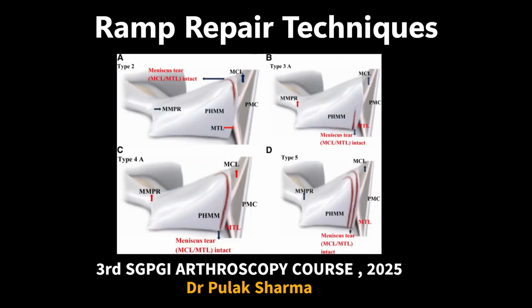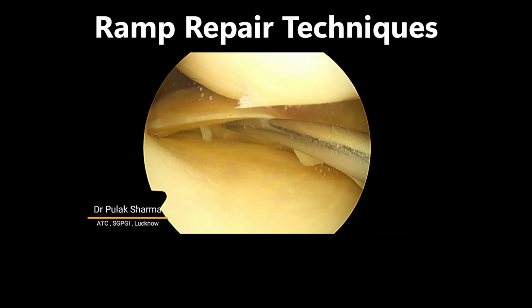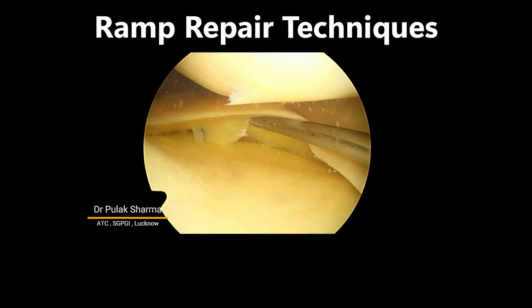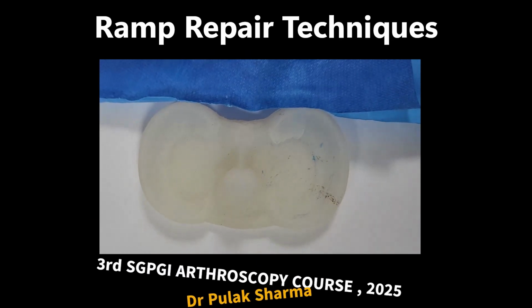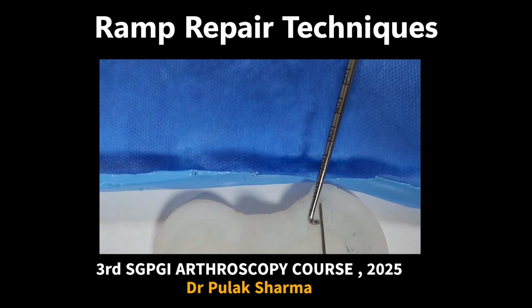In the group of ramp lesions where the meniscocapsular attachment remains intact and the tear is present only in the peripheral part of the meniscus, the technique of all-inside repair can be used. The technique of all-inside repair is being shown on the meniscus model.